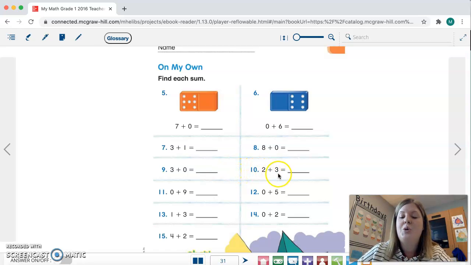Number 10 says 2 plus 3. Another tricky one, pay attention. And number 11 says 0 plus 9. Number 12 is 0 plus 5. Number 13 is 1 plus 3. Another tricky one, huh? Number 14 says 0 plus 2. And number 15 says 4 plus 2. So go ahead, you need to finish all of those. Even though I didn't write anything, I want you to do this part on your own. And these are easy, you can do it, you just got to pay attention. If you need to for any reason, go ahead and get the counters out of your cubby.